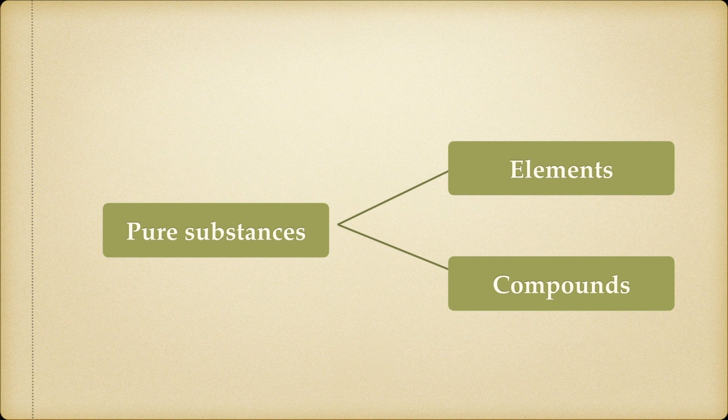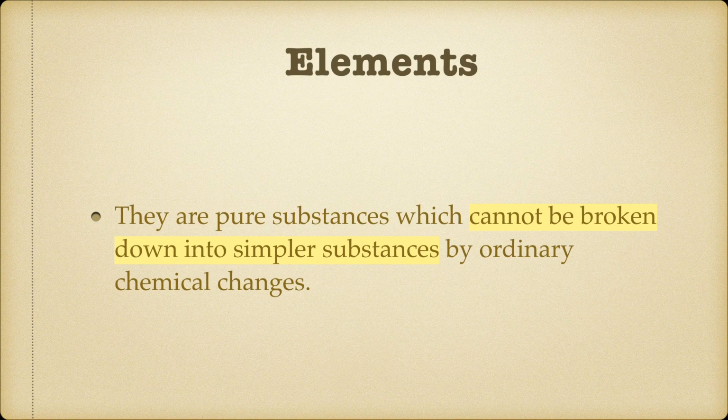They are divided into 2 categories. They are elements and compounds. So now we'll see what are elements and compounds. Next we'll talk about elements. They are pure substances which cannot be broken down into simpler substances by ordinary chemical changes.